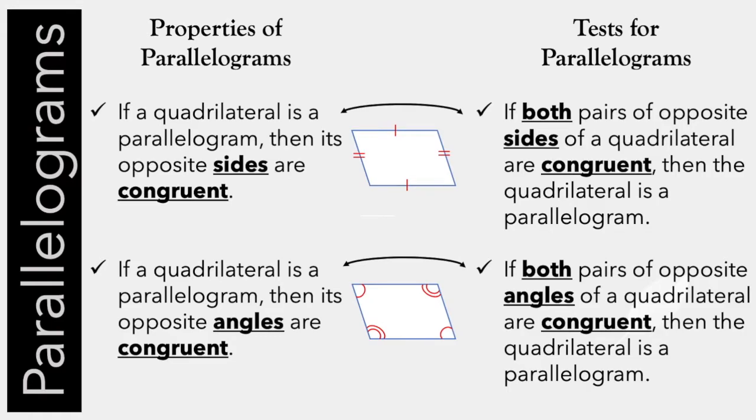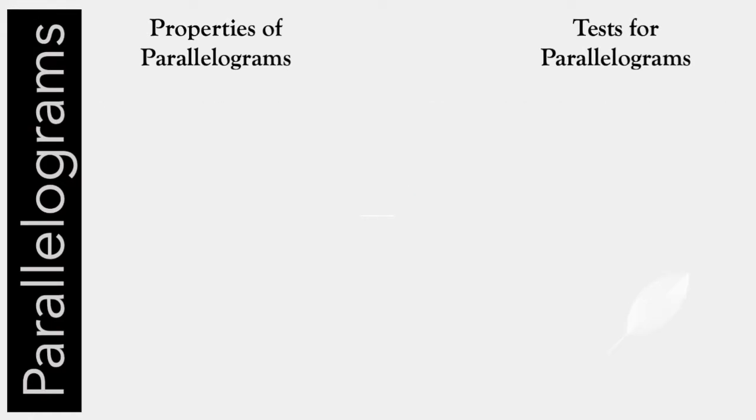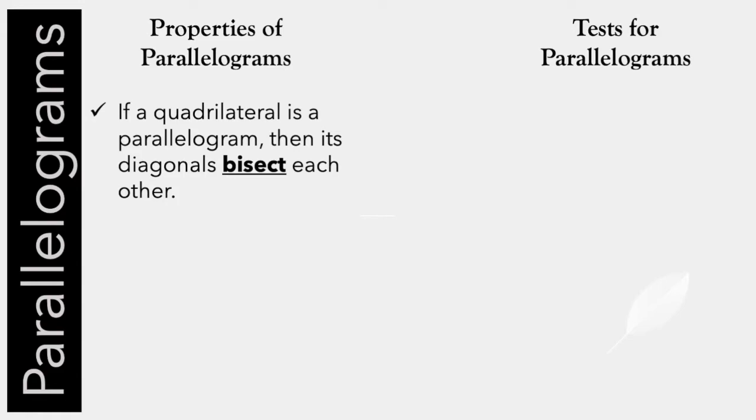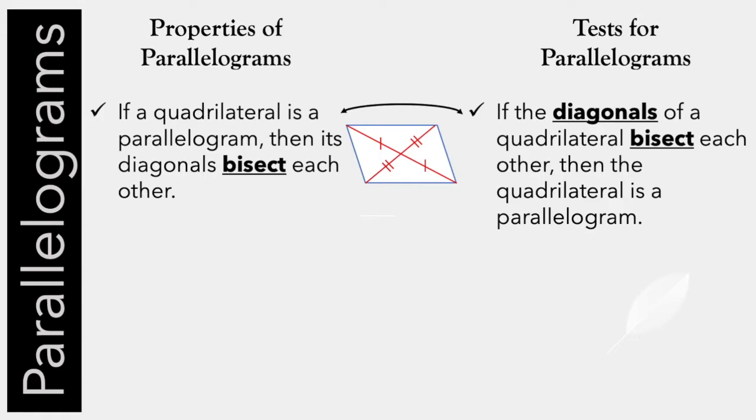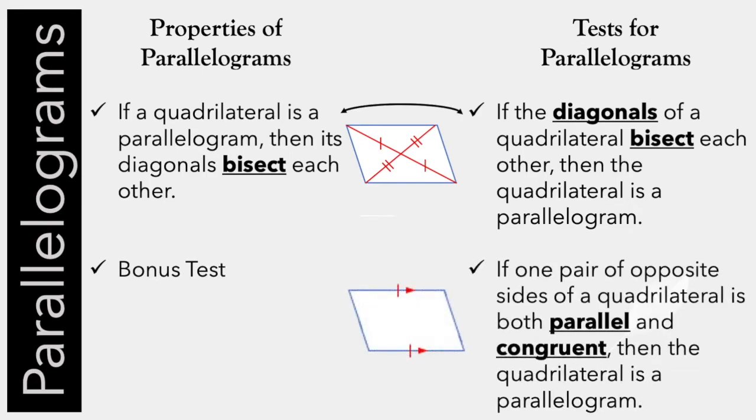is a parallelogram. Another property that we looked at was, if a quadrilateral is a parallelogram, then its diagonals bisect each other. Well, the test that goes with this is, if the diagonals of a quadrilateral bisect each other, then the quadrilateral is a parallelogram. We also have a bonus test, and it looks like this. If one pair of opposite sides of a quadrilateral is both parallel and congruent, then the quadrilateral is a parallelogram.